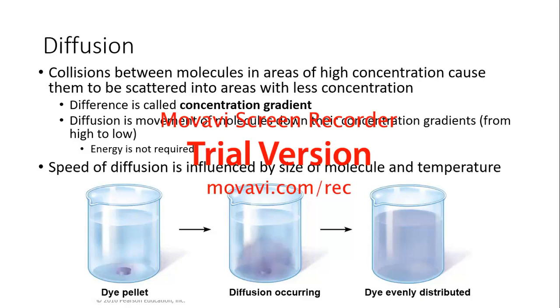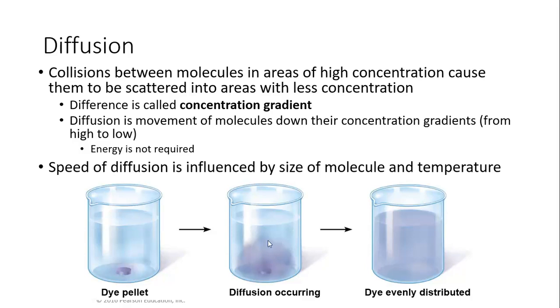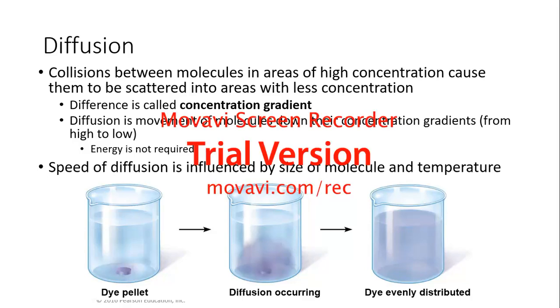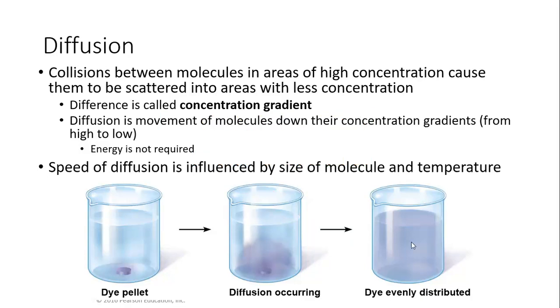In the beaker with the cold water, it's going to take much longer for the food coloring to be evenly distributed in the water. In the beaker that has the hot water, the food coloring is going to be equally distributed really quickly. So it's going to be looking like this really fast. That's just a simple way to show you that diffusion is influenced by temperature and also the size of molecules. And remember, energy is not required.